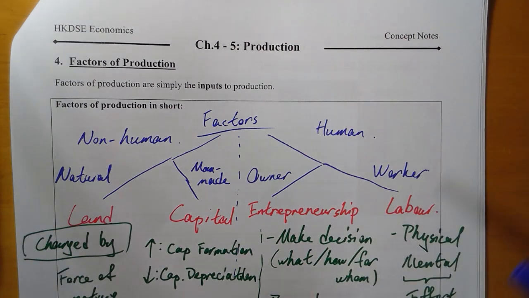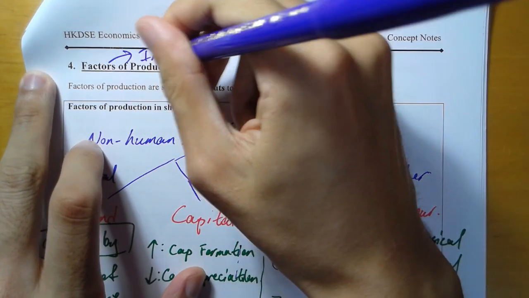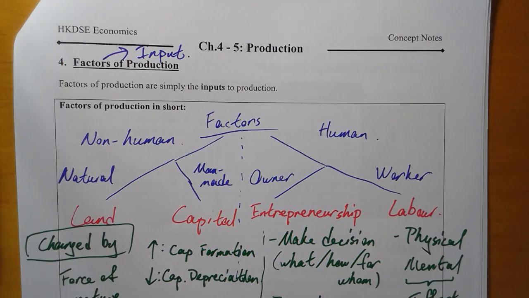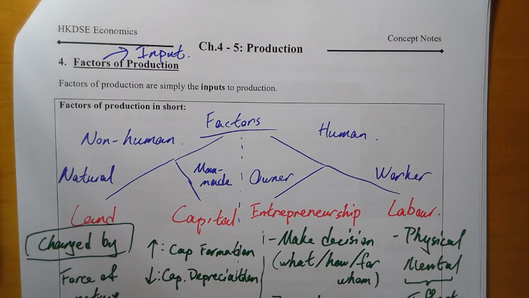Here, chapter 5. Remember, we talk about factors of production. When we talk about factors, we are talking about inputs of production. 係咪啊？我哋講緊 production. Remember, production refers to the process of turning inputs into outputs. Outputs we've talked about in chapter 4. Now, the process, division of labor, we've also talked about in chapter 4. So this time we focus on the inputs, the factors of production.